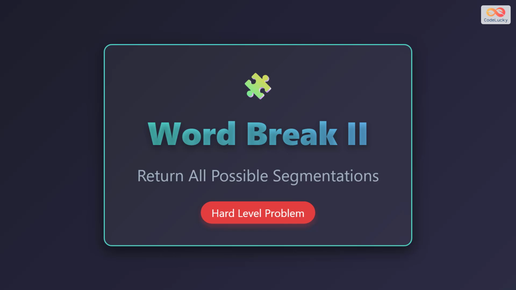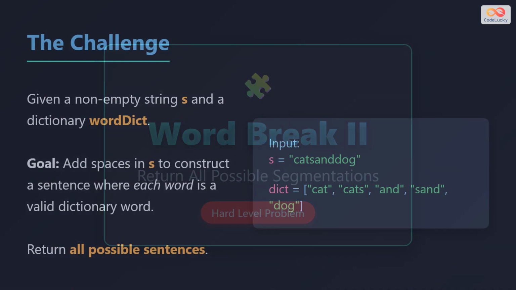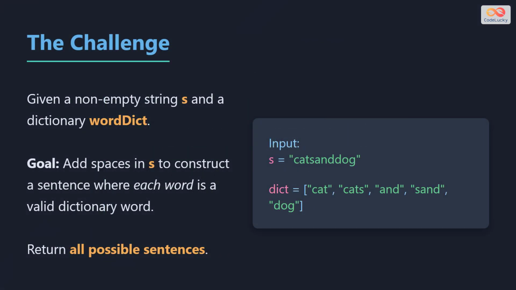Welcome back. Today we are tackling Word Break 2. This is a classic problem often categorized as hard difficulty on coding platforms. It tests your understanding of recursion, backtracking, and dynamic programming. Let us look at the problem statement.